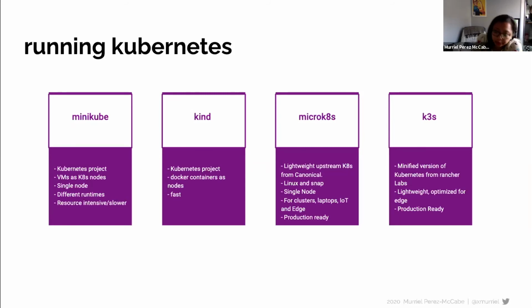On the other side of things, on the edge, there's also some of these other tools, MicroK8s, which is from Canonical, who is kind of the steward for Ubuntu, as well as K3s, which is from Rancher. And these are also some small light ways that you can start trying to run things within Kubernetes. Those are lightweight, so they're kind of built for the edge, and they're production ready, if you so choose to go that route.